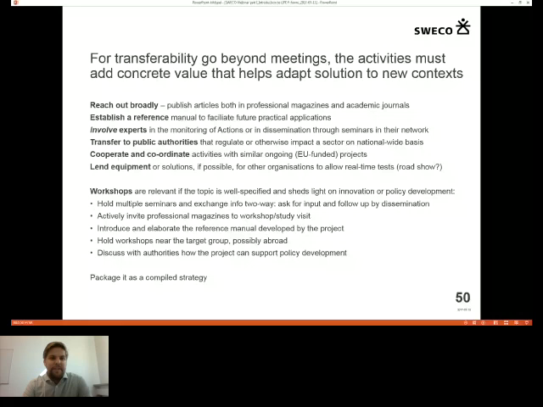Some recommendations then. First of all, as we have said, reach out broadly, publish articles both in professional magazines and academic journals. This way, you can, in a reliable way, target very broad groups and different sectors as well. I think that it's hard to say that either the business sector or academia is more important. They're both as important, and also professional magazines are usually at least read by experts at public organizations.